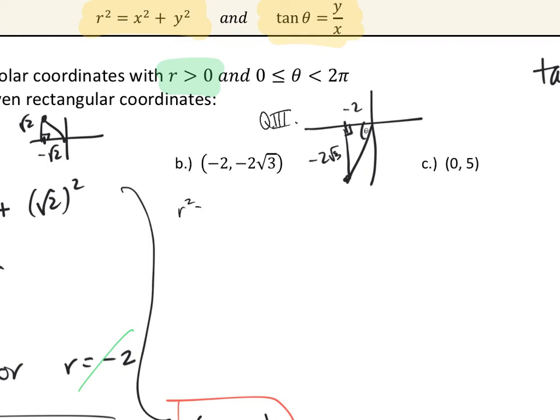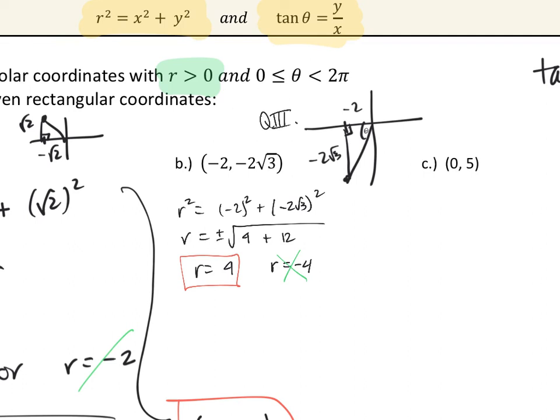So let's see, r squared. Well, we know how to get there. Negative x squared plus negative y squared, or x squared plus y squared. Done. So we have r is equal to either positive or negative square root of 4 plus, that'd be 4 plus 3, so that'd be 12. So we have r is equal to either, that'd be square root of 16, so either r is 4 or r is negative 4. And we'll let that one go. It's not a bad point, just not in this particular problem. Okay, so we have r of positive 4.